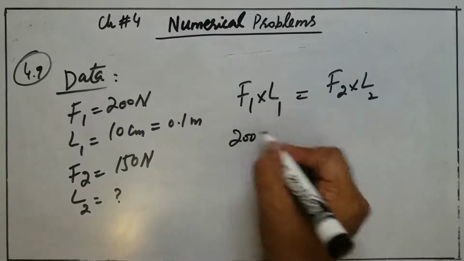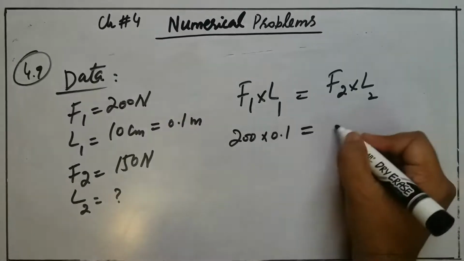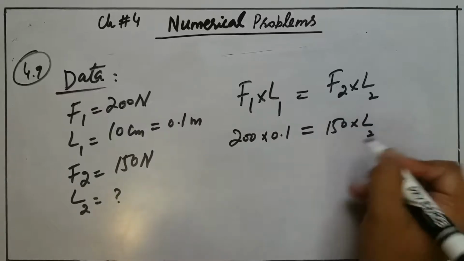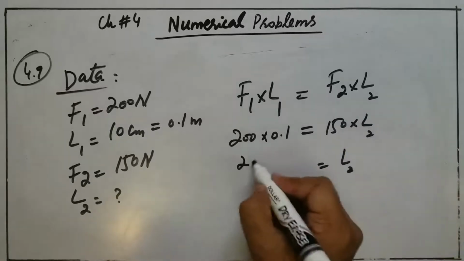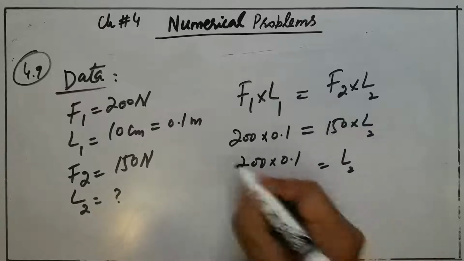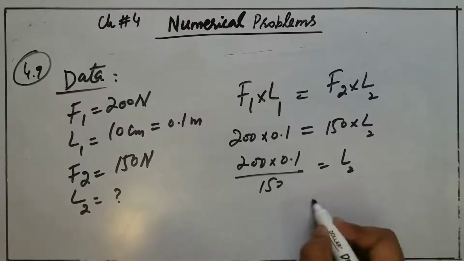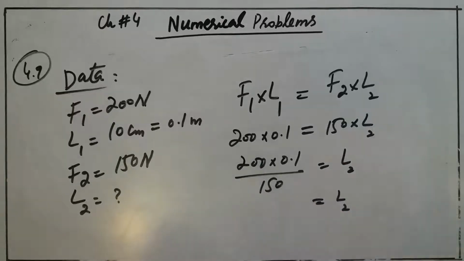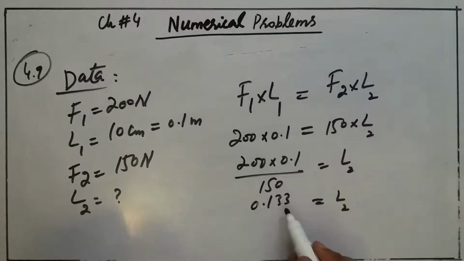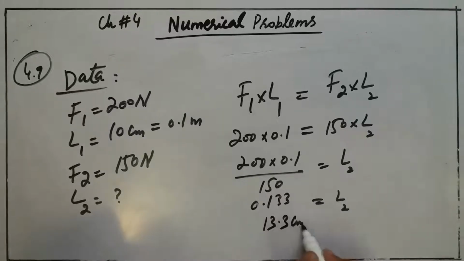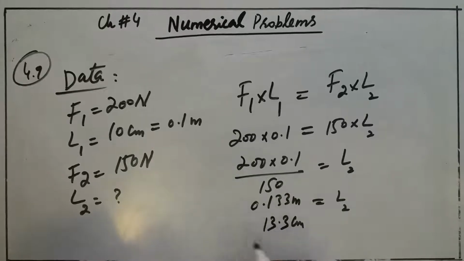So force number 1 is 200, and here is 0.1. The force number 2 is 150, and length we have to find out. So for the length, we have to move this 150 to this side, and by dividing it we can get the value of 0.133 meters, and to get centimeters we have to multiply by 100, so we will get 13.3 centimeters. This answer will be in meters, and multiplying it with 100 we will get the 13.3 centimeter answer.